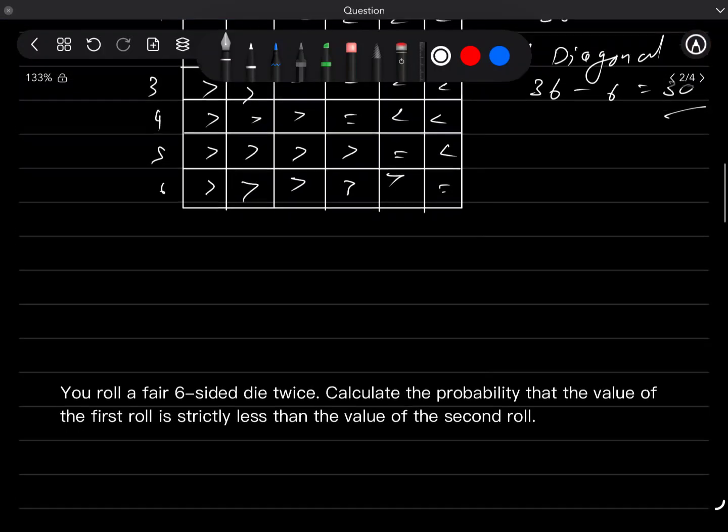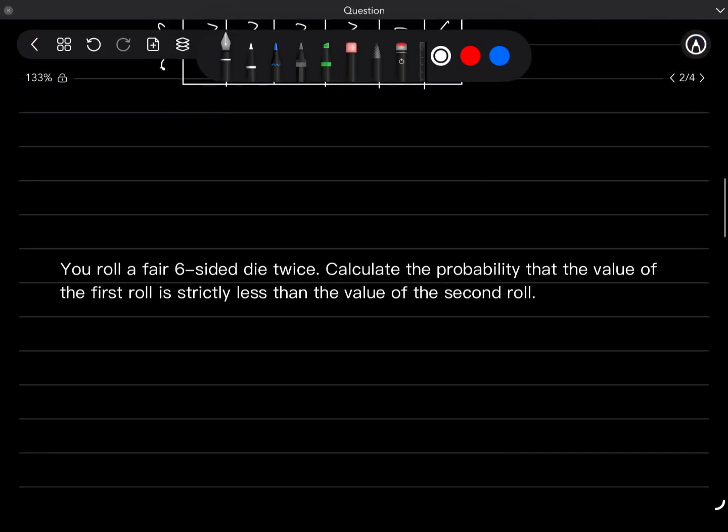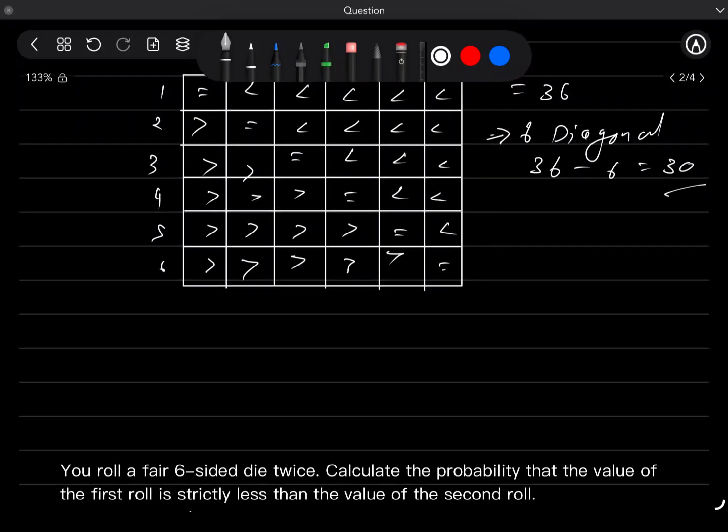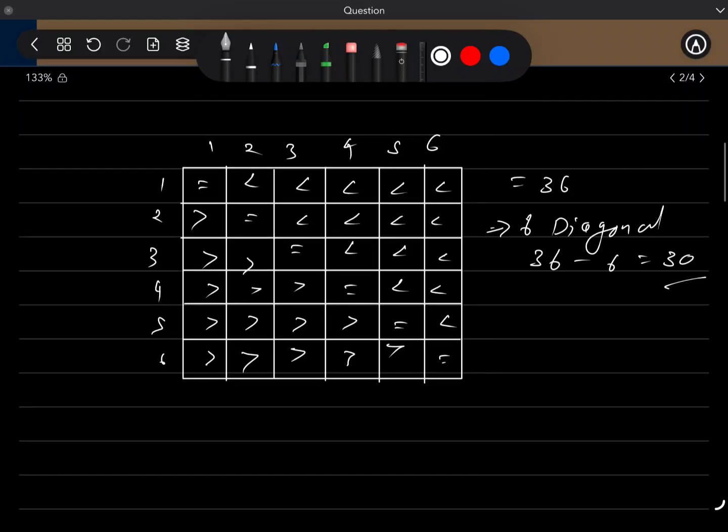Now let's focus on a problem. You roll a fair 6-sided die twice. Calculate the probability that the value of the first roll is strictly less than the value of the second roll. Now let's try this problem with the grid.